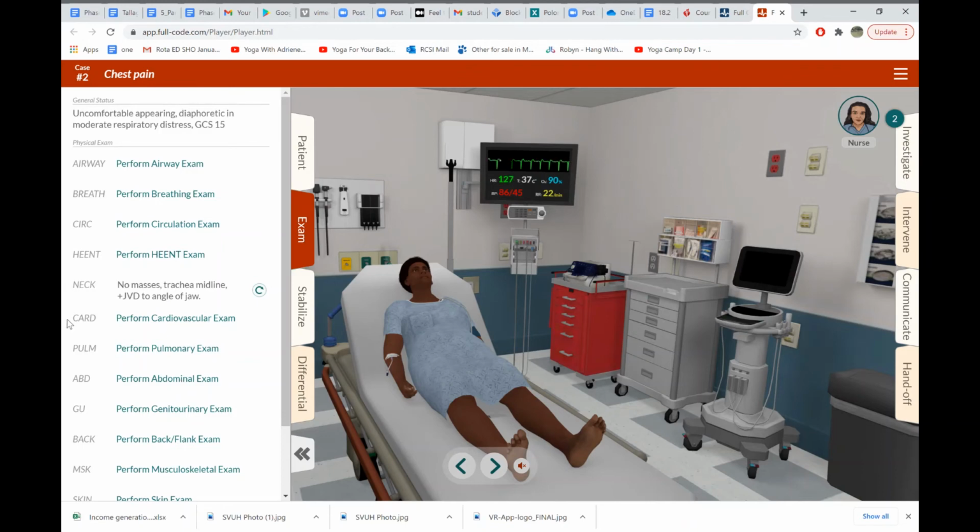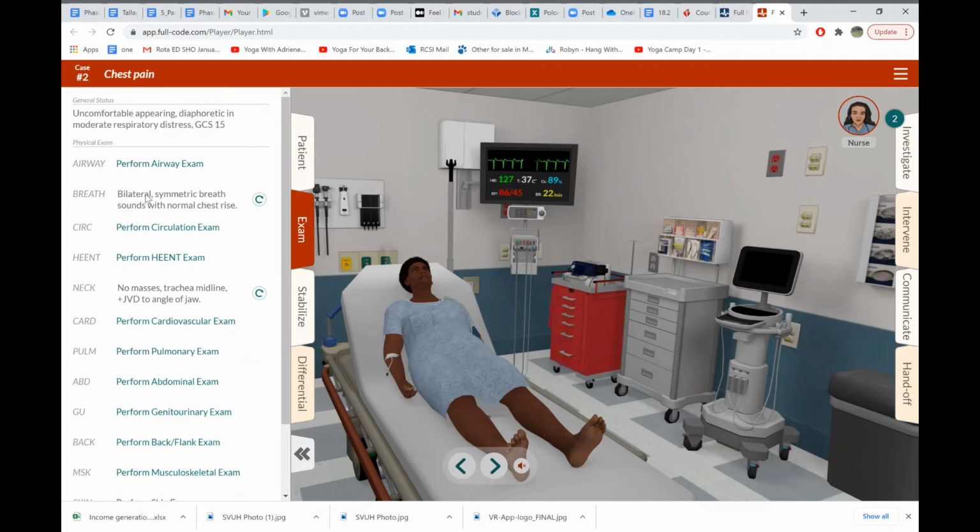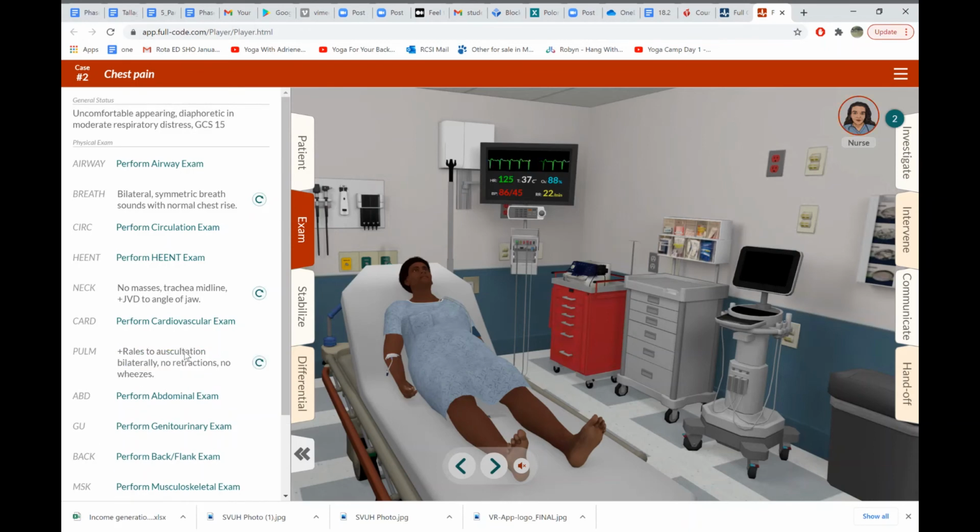The student knows that they should do a breathing exam, so they click on breathing exam and then they get some information. I don't think it's that valuable. This patient's in pulmonary edema as well, so you would expect that their breathing exam would be different. You would imagine there would be some kind of crackles when they breathe in, but maybe that's done in your pulmonary exam. Yeah, so some crackles bilaterally.